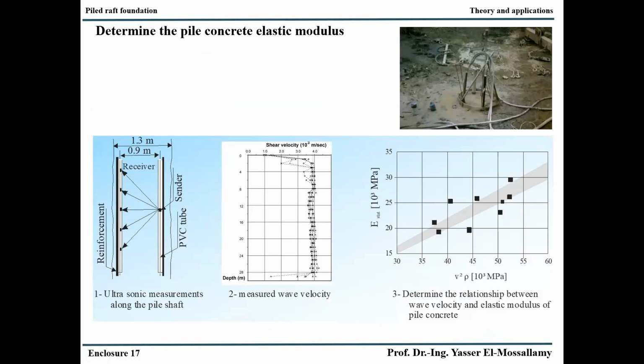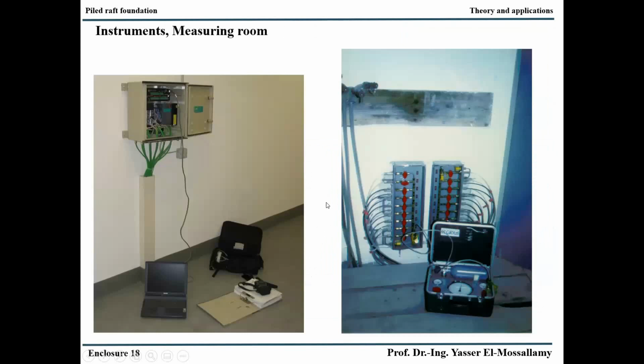To transfer the strain gauge measurements, which are only strain, to forces, so that we can then calculate the skin friction, we need the E modulus of the concrete. Therefore, we use ultrasonic cross-hole measurements along the piles, and these measurements are very helpful not only to get the E modulus of the concrete, but also to check the integrity of the piles. And then we can connect all these devices in the so-called measuring room, and then we can make the measurements during the construction and after the construction.